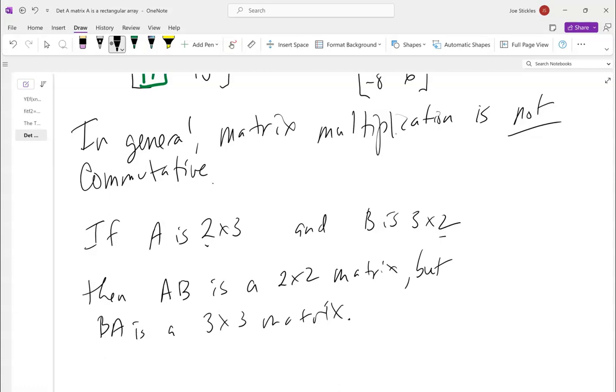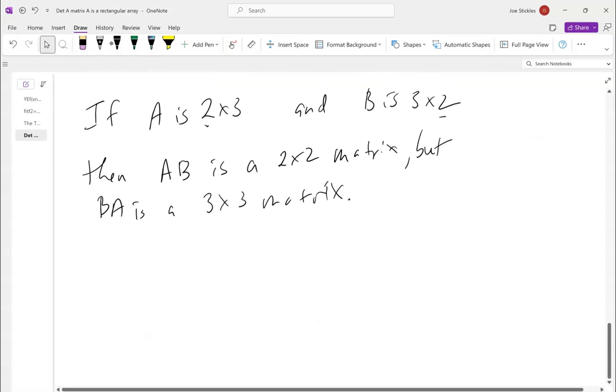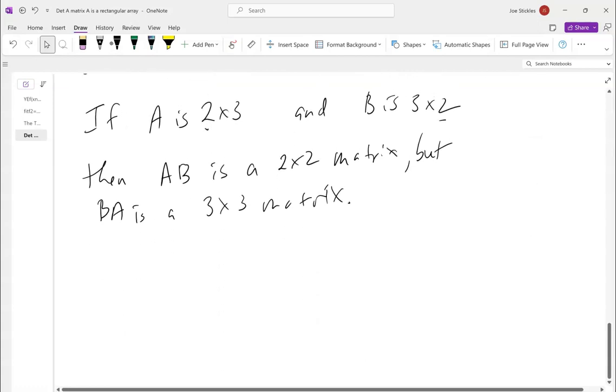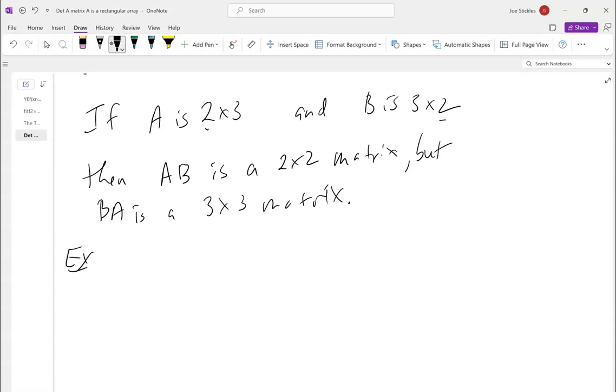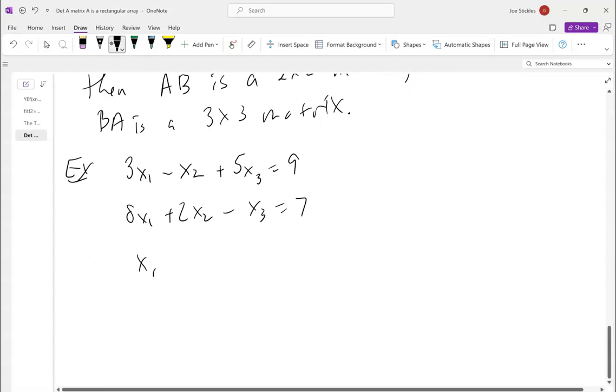One of the things that we use matrix multiplication for, to tie a little bit back to systems of equations, is to be able to write a system of equations as a matrix equation. So let's say we have an example where I have the system. Let's say we have 3x1 minus x2 plus 5x3 equals 9. 8x1 plus 2x2 minus x3 equals 7. And let's say we have x1 minus 4x3 equals negative 2.